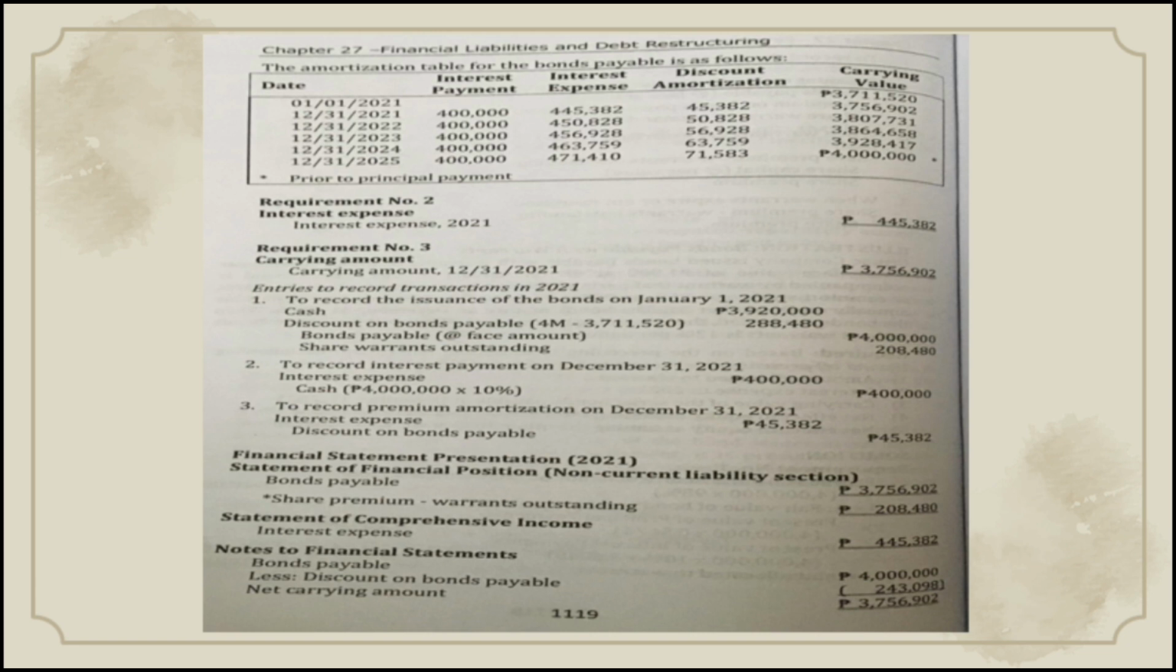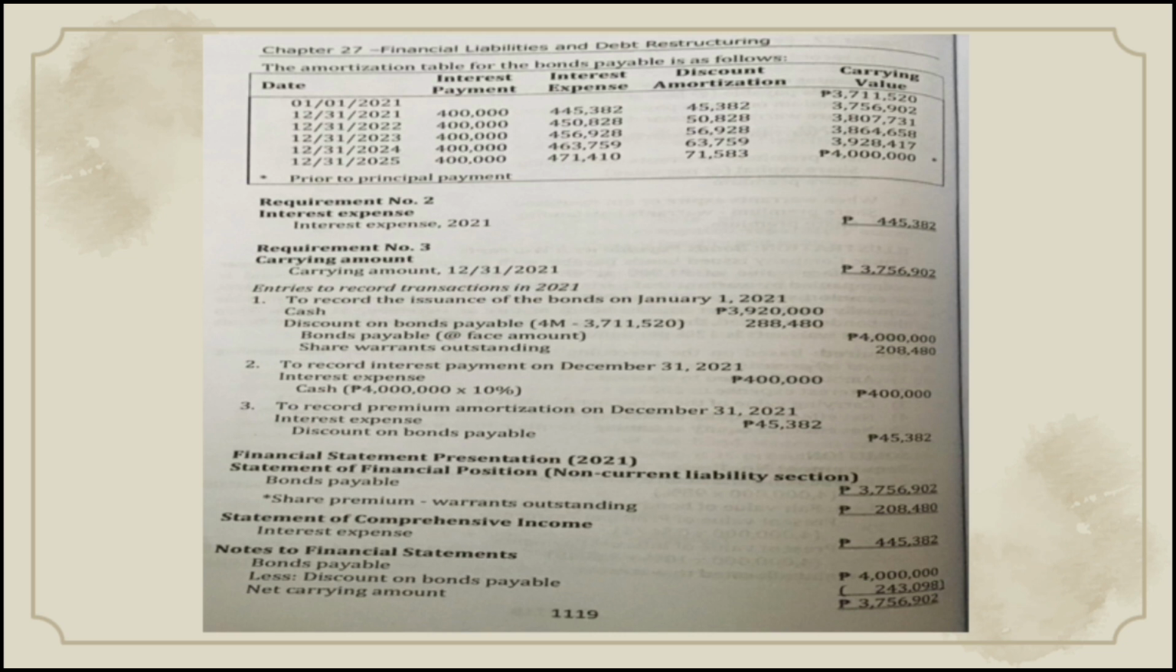So next is requirement number 3. Ang requirement number 3 is carrying value of the serial bonds payable at December 31, 2021. So makita na nato diri sa amortization table kung pila ang atong carrying value sa serial bonds payable at December 31, 2021. So naa tay carrying value nga 3,756,902. So gipakita diri sa book ang entries to record transactions in 2021. To record the issuance of bonds on January 1, 2021, so naa tay cash.